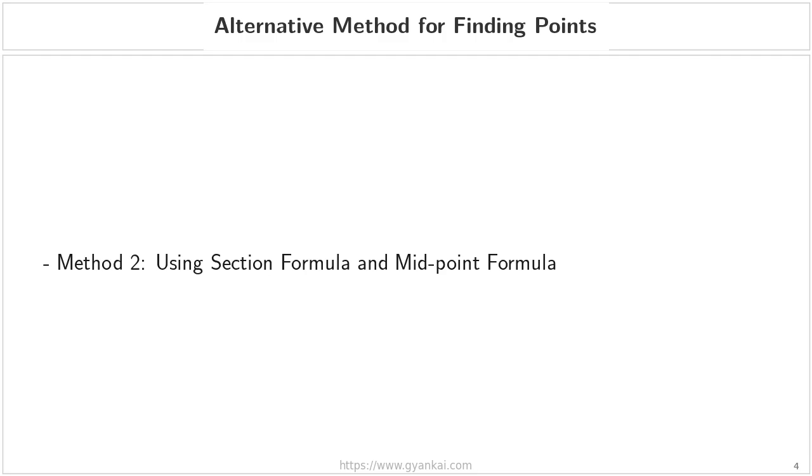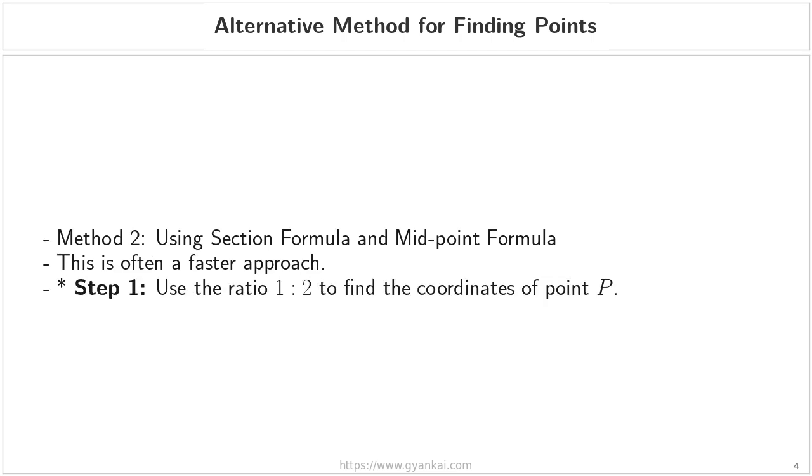Alternative method for finding points. Now, while the first method we discussed involves applying the section formula twice, I want to introduce you to an alternative method that is often much faster and more efficient. This is Method 2, which combines the section formula with the midpoint formula.